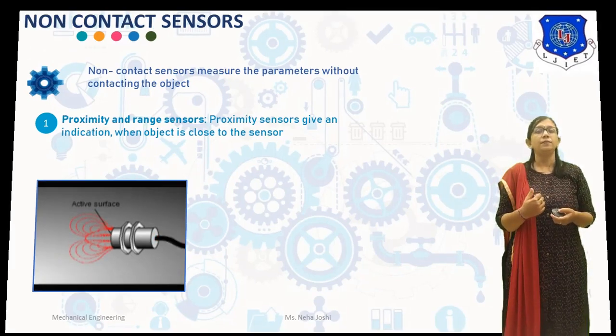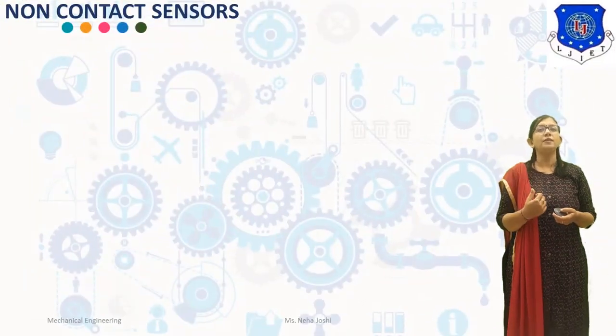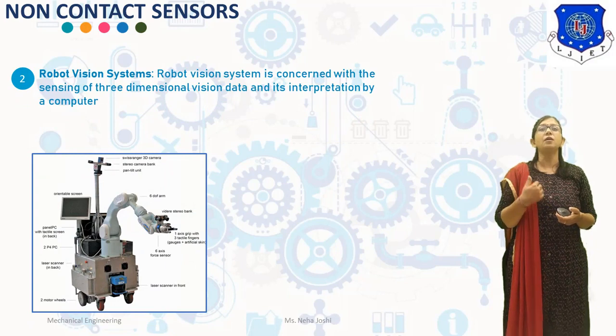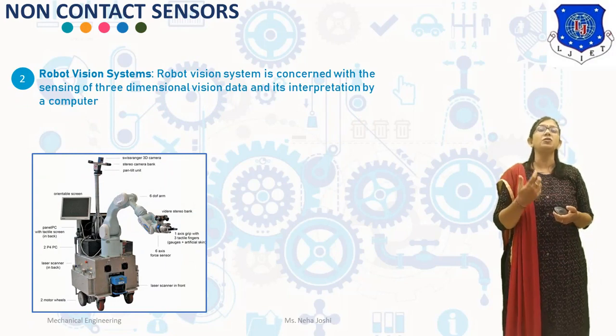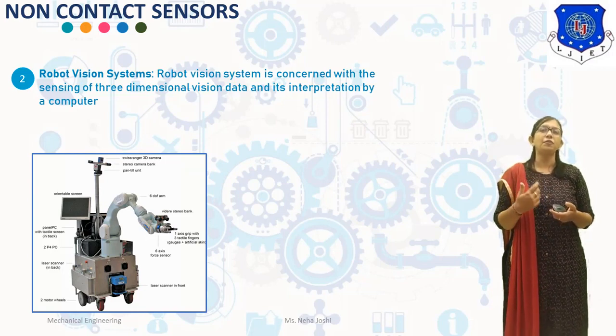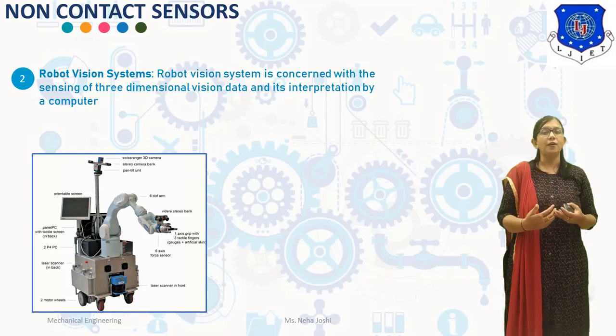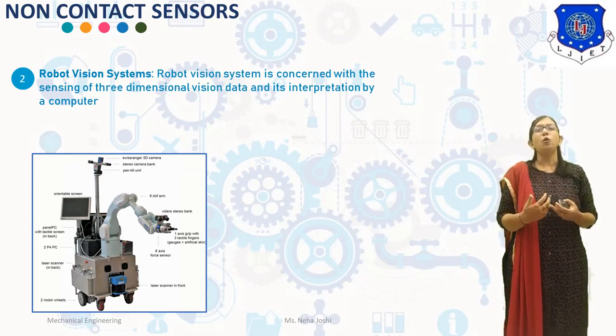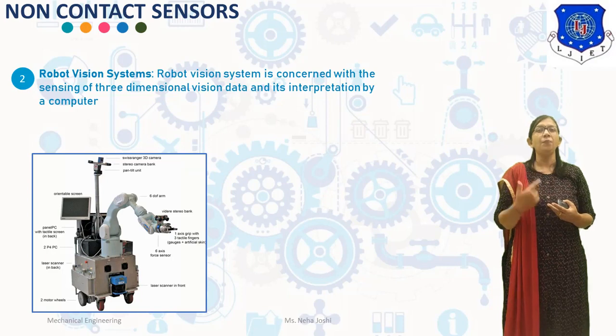Next one is robot vision system. Robot vision system is concerned with the sensing of three-dimensional vision data, which is interpreted by a computer. A typical robot vision system consists of a camera, digitizing hardware, and a digital computer and software. The operation of robot vision system consists of three functions: sensing, digitizing image data, and image processing and analysis.